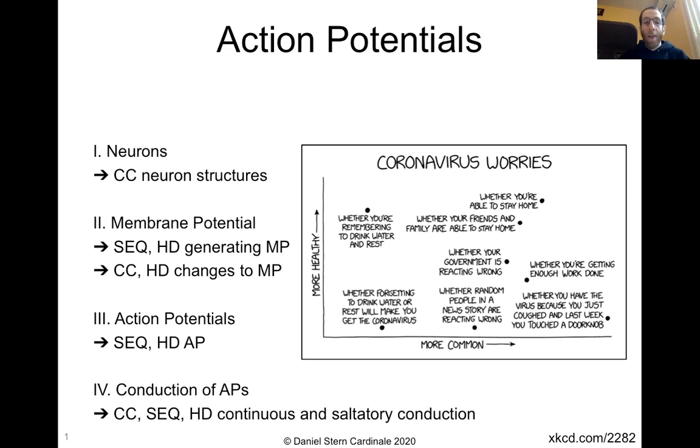look at the different methods of conducting an action potential through a neuron. There's actually more than one way to get from one end of a neuron to the other as an action potential. We'll look at those 2 different ways.